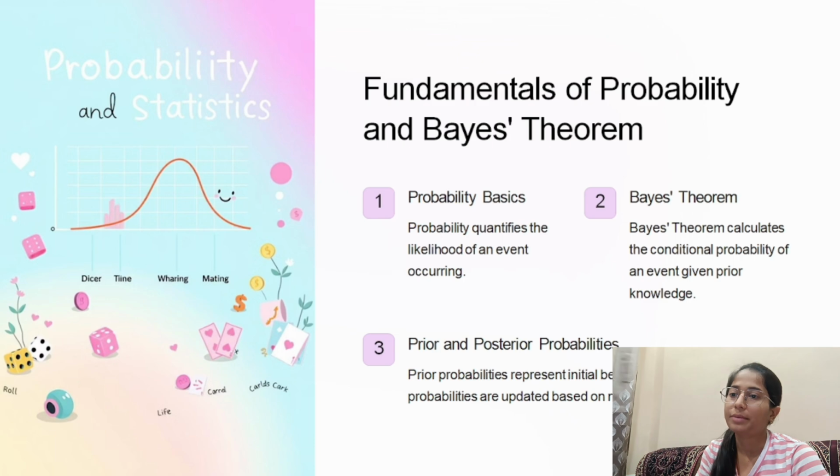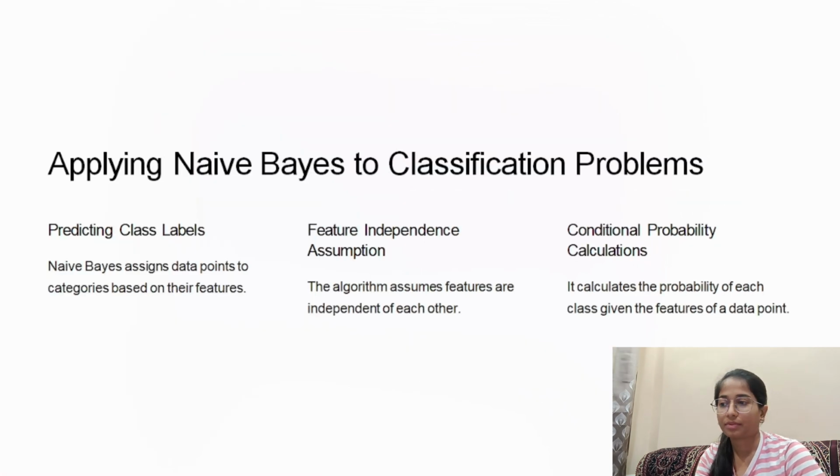Fundamentals of probability and Bayes theory. Probability basics: probability quantifies the likelihood of an event occurring. Bayes theorem calculates the conditional probability of an event given prior knowledge, prior and posterior probabilities. Prior probabilities represent initial beliefs, while posterior probabilities are updated based on new evidence. Prior means before the analysis, and post means after the calculation, the analysis that is done.